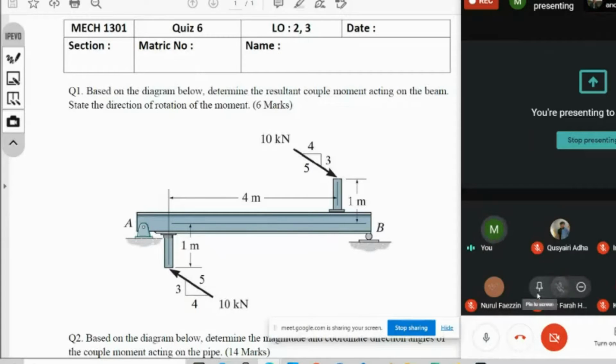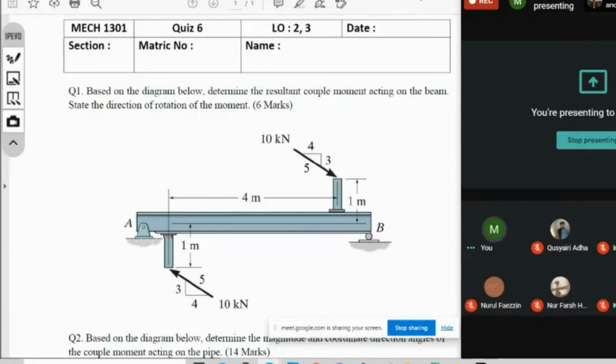Okay, Bismillah. This is just in case anyone is interested or needs some comments on how to address the previous quiz. All right, so this is the previous quiz. I think you can see it on your screen.